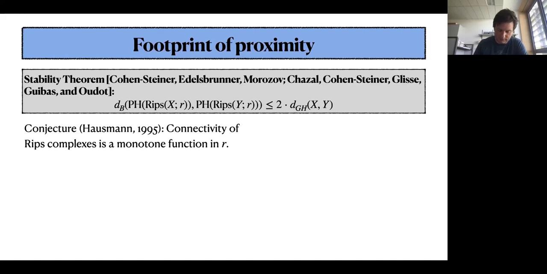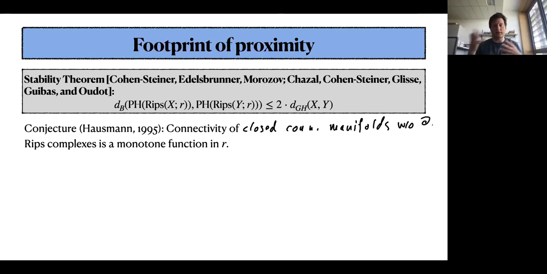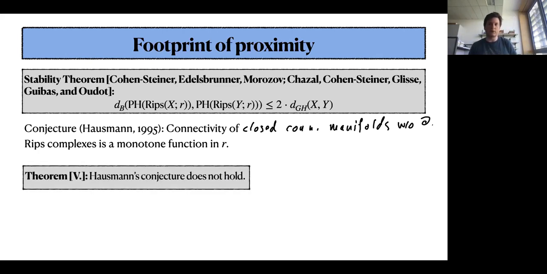Of, let's say, closed, connected manifolds without boundary. Yeah, sorry, forgot to say that. Of course, the wilder the space is, the more you can do. And it turns out that this conjecture doesn't hold, so I'll just outline in 3 lines that proof, which uses this sort of footprint of proximity, so to speak.